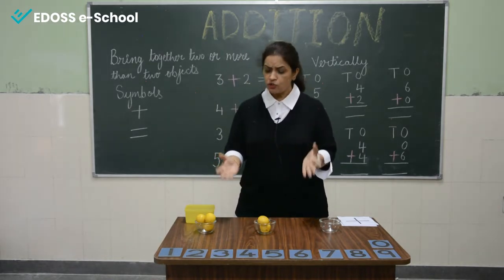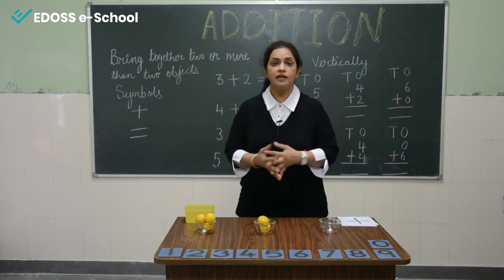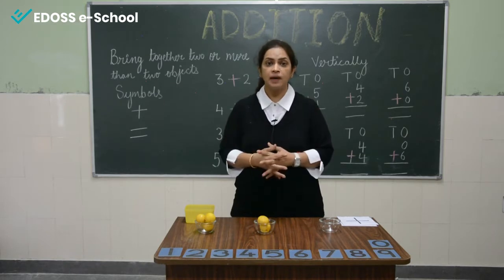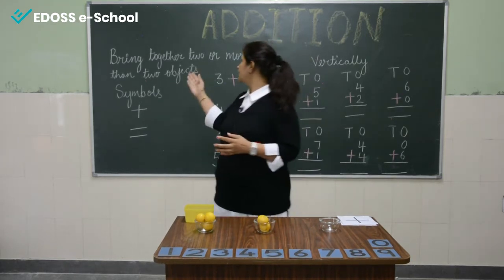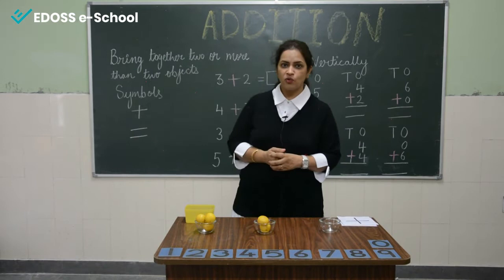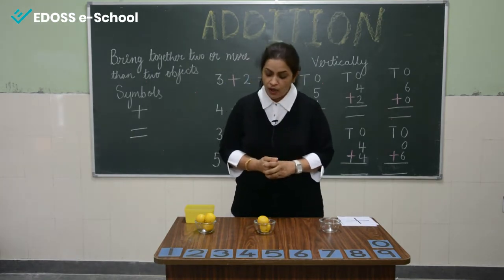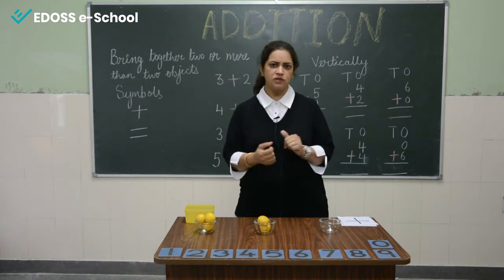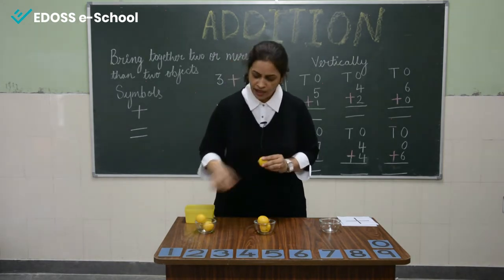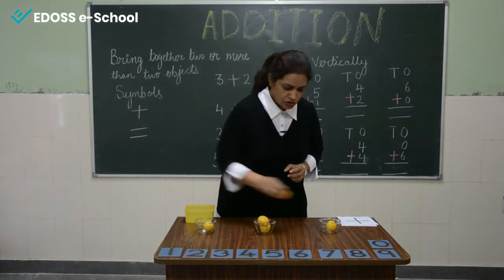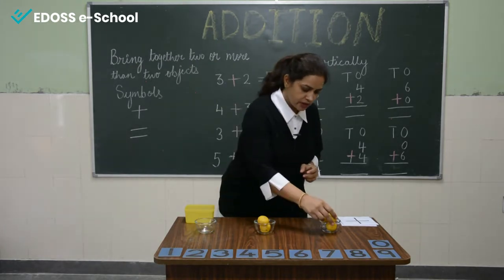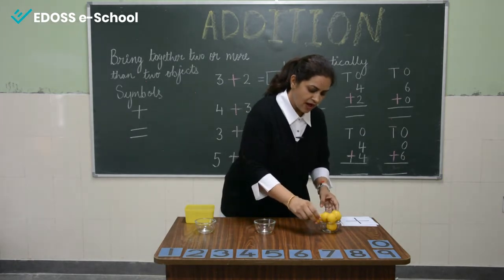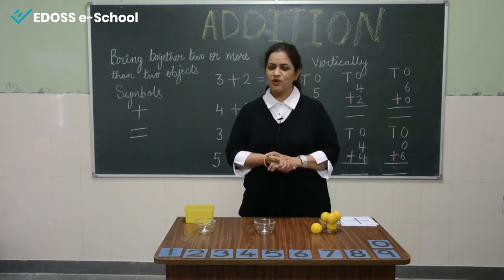Now I would like to know how many lemons there are in all. So what should I do? I have to add them up, and adding means bringing together two or more than two objects. So I will add the lemons in the first bowl and second bowl and count them all. Okay? So 1, 2, 3, 4 and 5. I am keeping it down as the bowl is small.